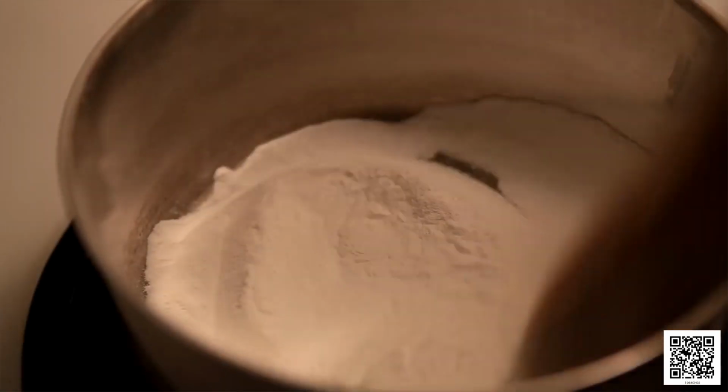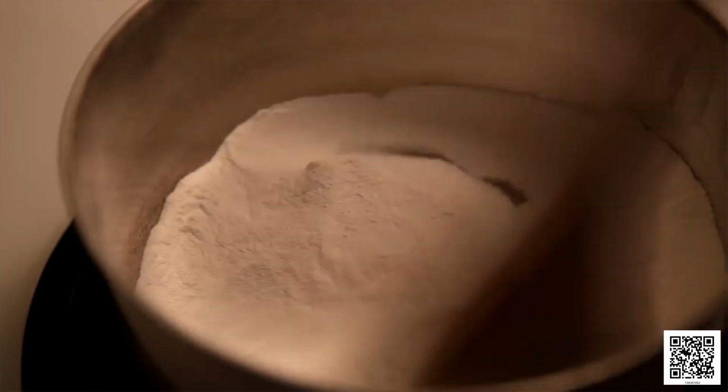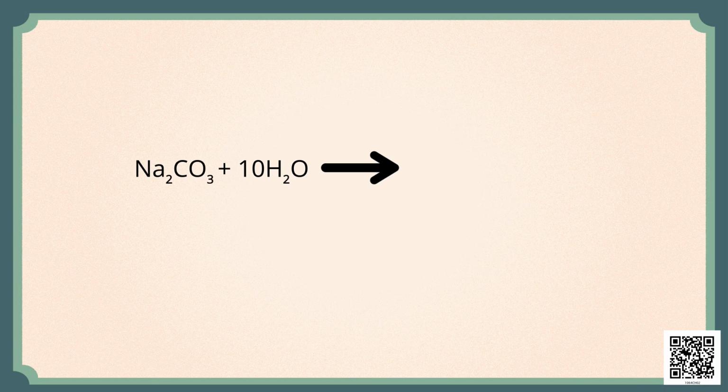If we heat baking soda, it forms sodium carbonate and recrystallization of this sodium carbonate helps in the formation of washing soda. Preparation of washing soda can be represented in chemical equation form as Na2CO3 plus 10H2O gives Na2CO3.10H2O, that is sodium carbonate decahydrate or washing soda.